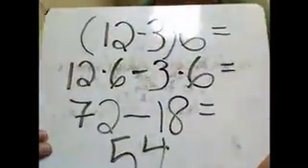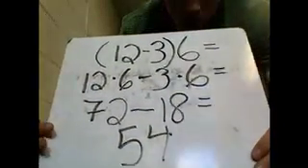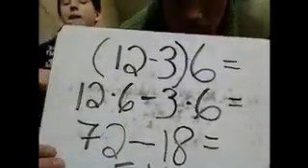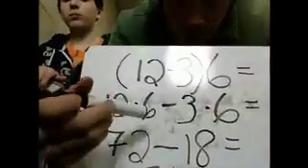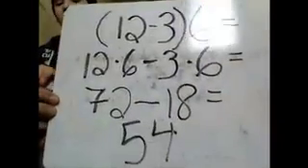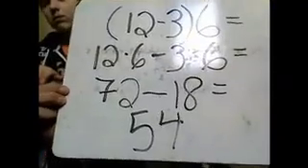And then our next example, which I did wrong, but you can still get the thing here. It's 6, in parentheses, 12 minus 3. So I have 12 times 6 minus 3 times 6, which equals 72 minus 18. So you do the math out, it's 54.